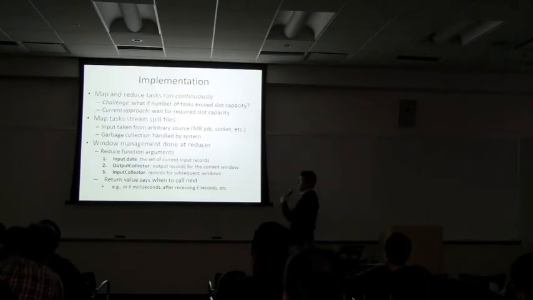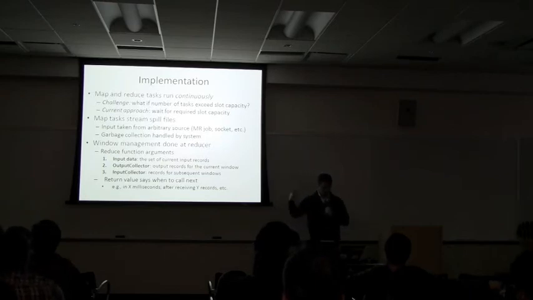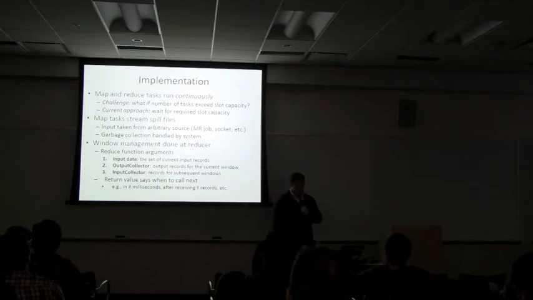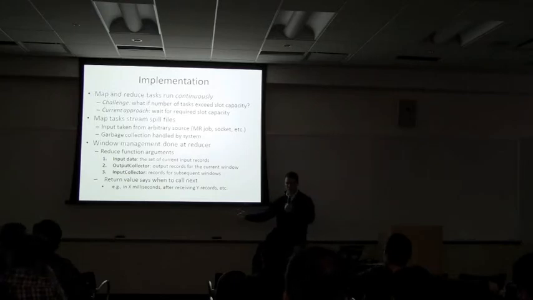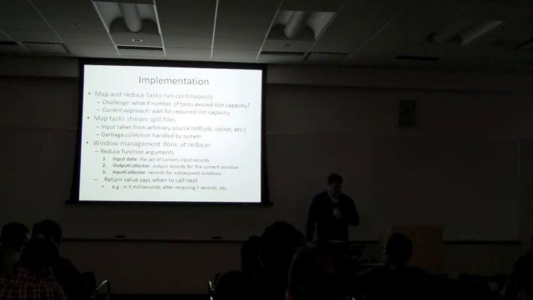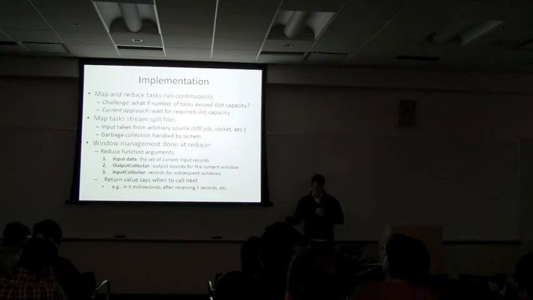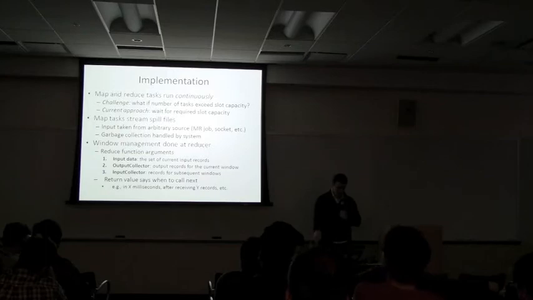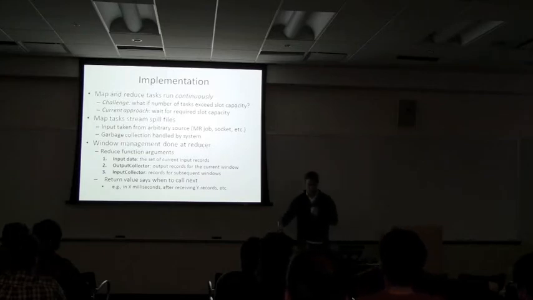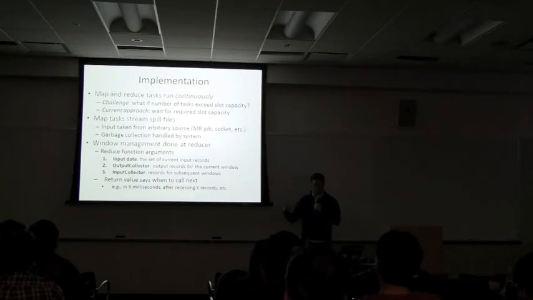So implementation. Map and reduce tasks run continuously. The challenge is what if the number of tasks exceeds the slot capacity? Right now, in that case we just wait for the right slot capacity to free up. So we'll hold the job back and then run. Map tasks stream spill files. The input can be taken from an arbitrary source, so another MapReduce job, say, or a socket, whatever. And the system will handle the garbage collection for you, so you don't want these spill files to back up and exhaust your disk.